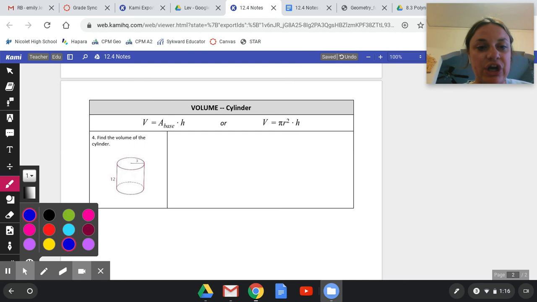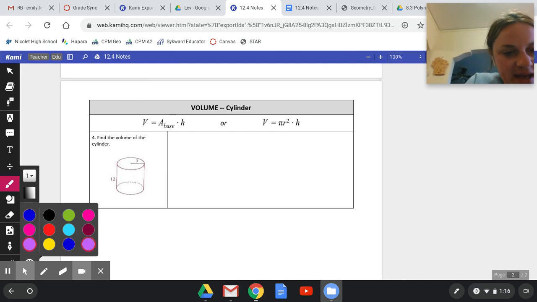With a cylinder, you can also use the formula volume is equal to pi r squared times h, because what shape is your base? Oh, it's a circle. What's the area of a circle? Pi r squared. So volume of a cylinder, pi r squared times your height.